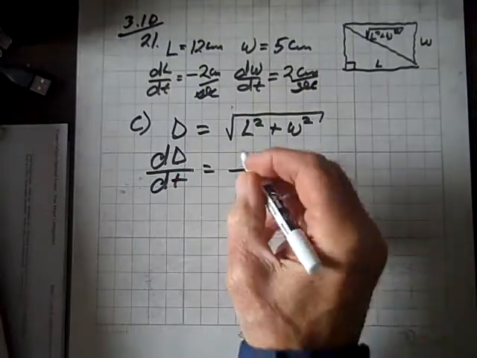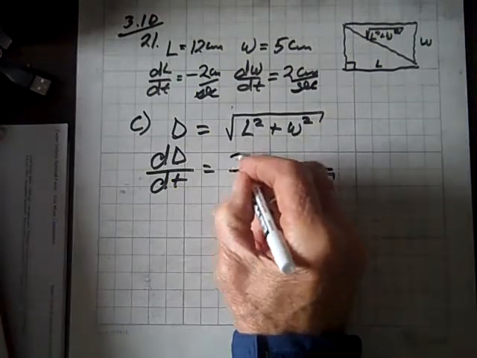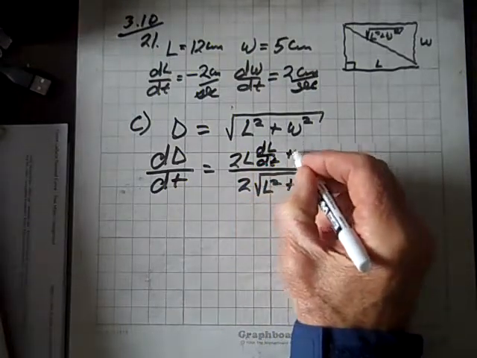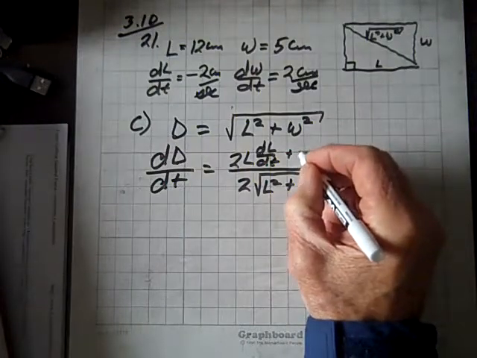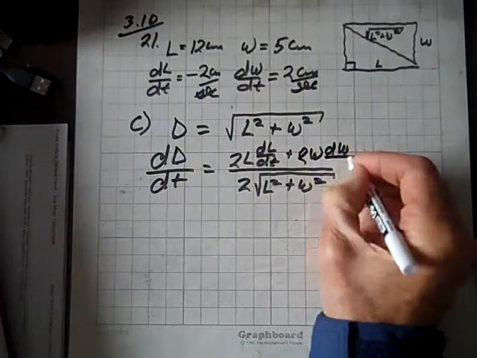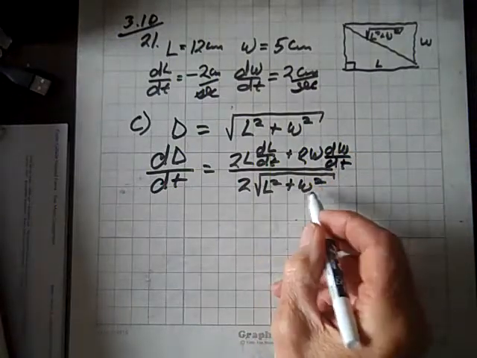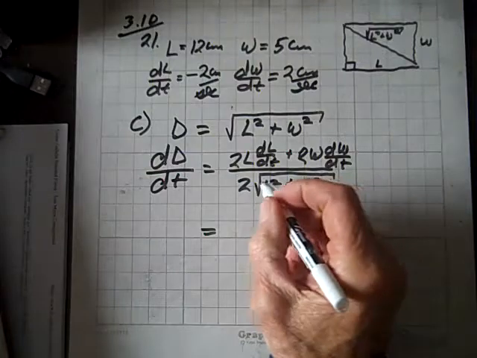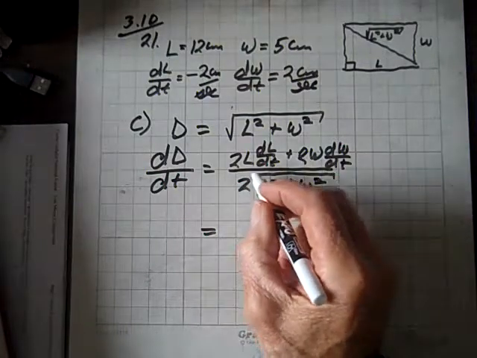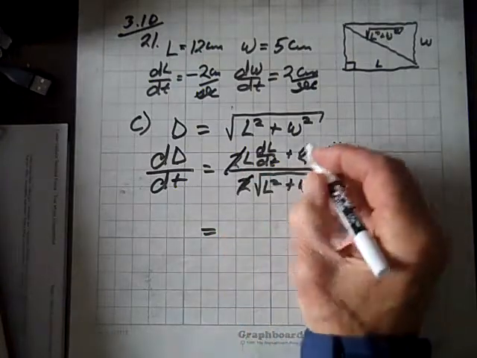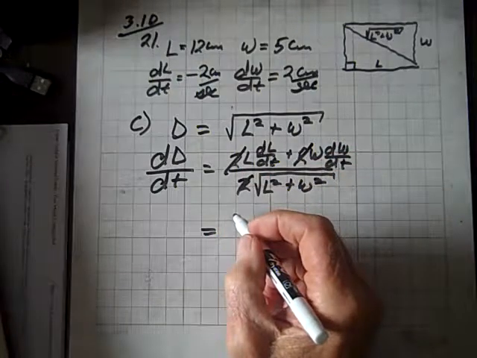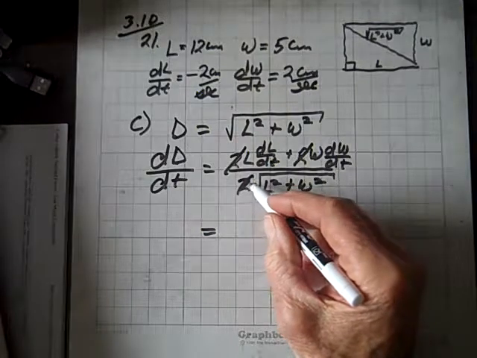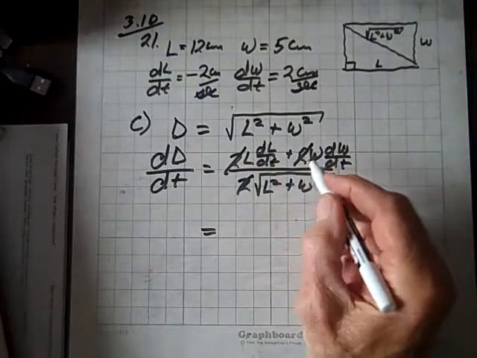Then we go inside by the chain rule, take the derivative of L squared, and that's going to be 2L dL/dt, plus taking the derivative of W squared is going to be 2W dW/dt. Now, when you compute this diagonal, you'll come up with 13. But before we do that, notice every one of these terms has a factor of 2, so all the 2's will divide out. That wouldn't happen if there was one of these terms that didn't have a factor of 2. But since they all do, then the 2's will divide out.